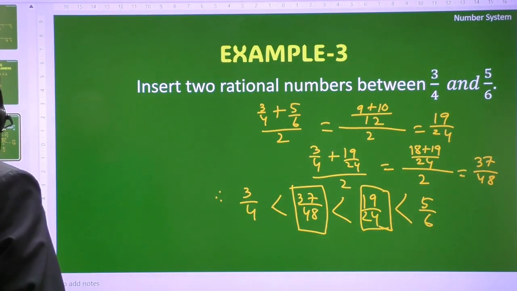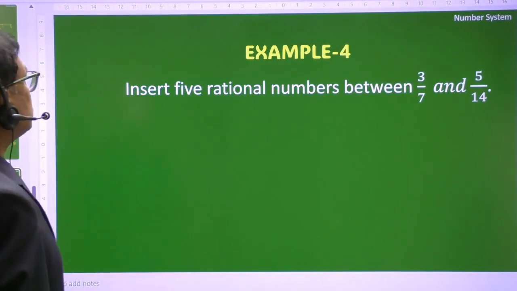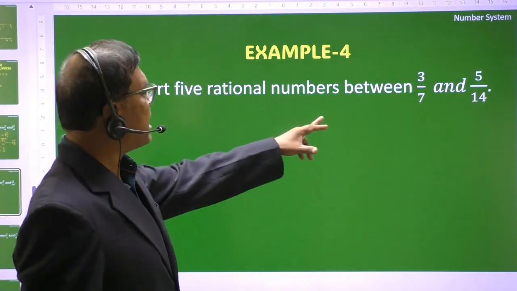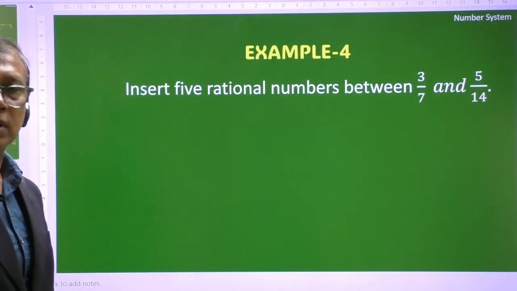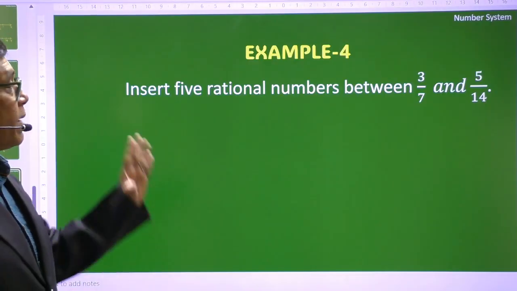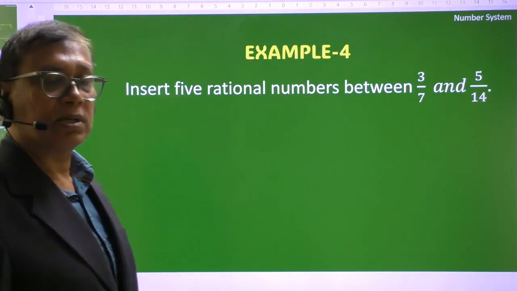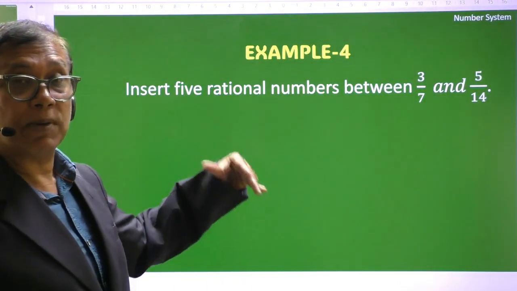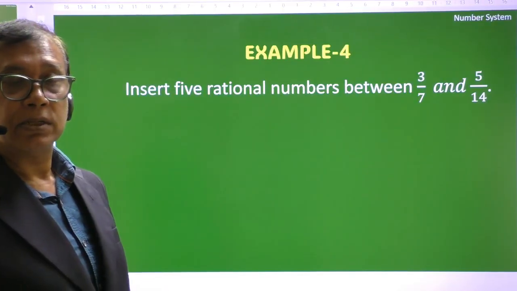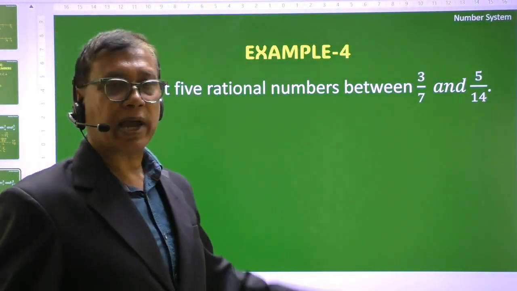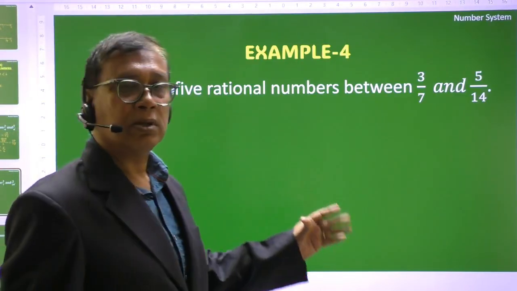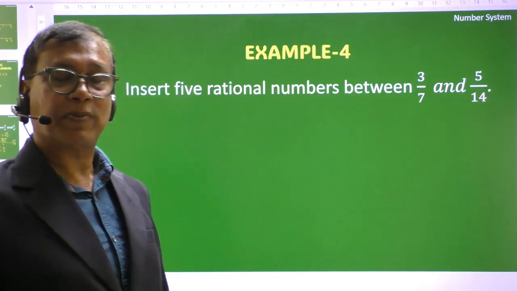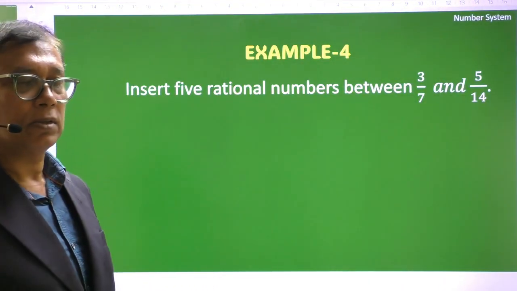Now, example number 4. Insert 5 rational numbers between 3 by 7 and 5 by 14. We have to insert 5 rational numbers. But if we follow the previous method, then it will take huge time. So that's why we'll follow another method. This is a very easy method. Please follow it.